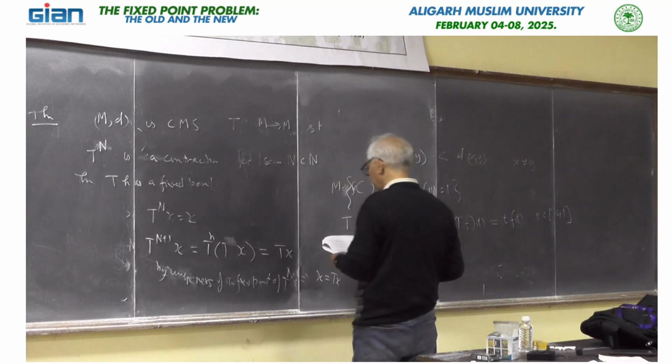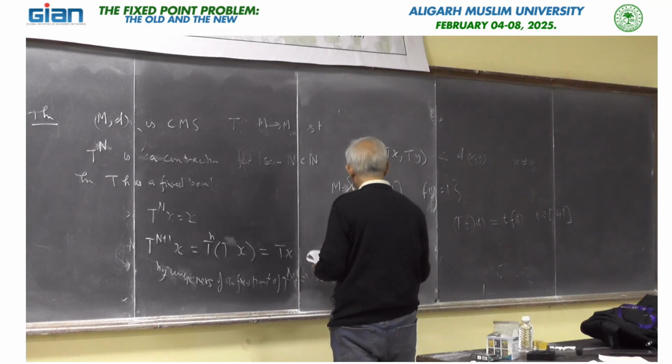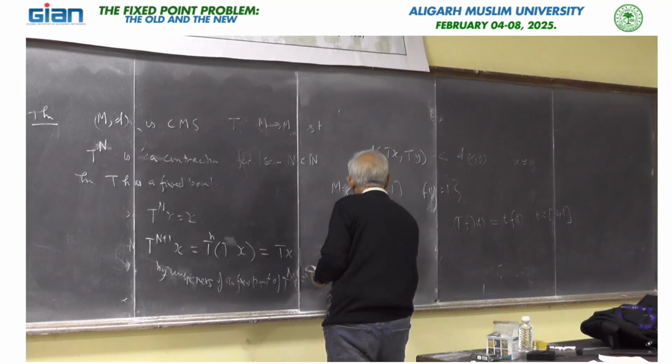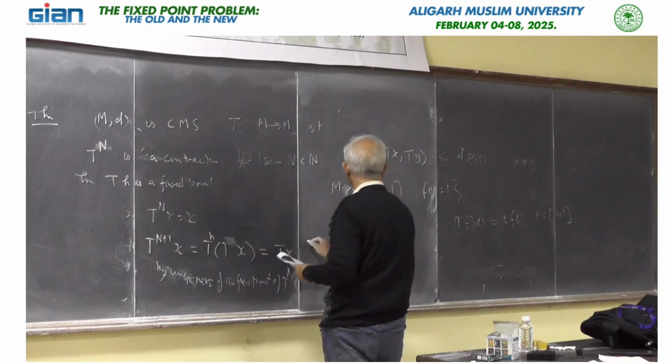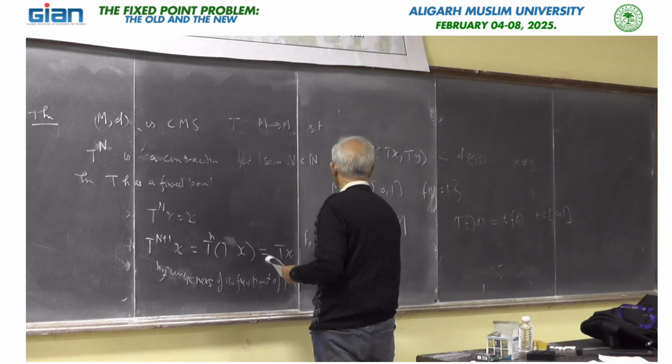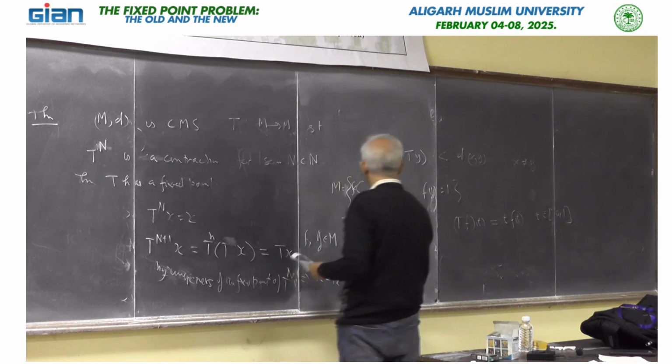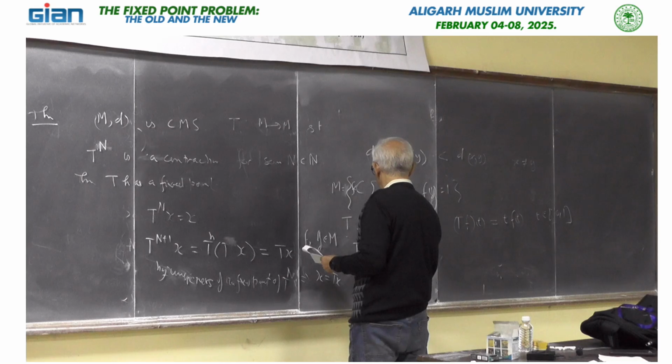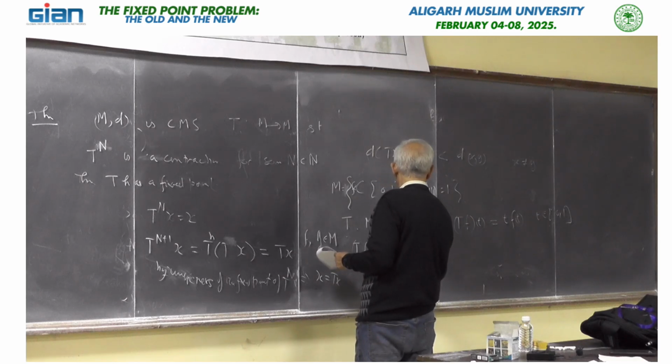So, let us take, for any f and g in M, what is Tf minus Tg, Tf at t minus Tg at t.